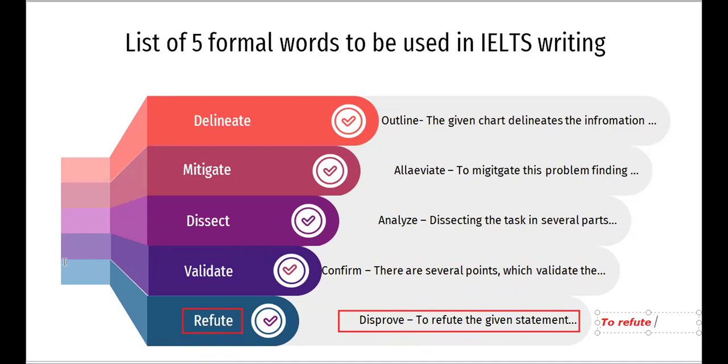Formal vocabulary is very important when you want more than band 7 in IELTS writing. So try to find some examples of these words and then incorporate them into your own writing. It would be a good idea to have your own list of 10 to 15 words and be able to incorporate those words into your writing process. That is always better. So this is delineate, mitigate, dissect, validate, and refute.